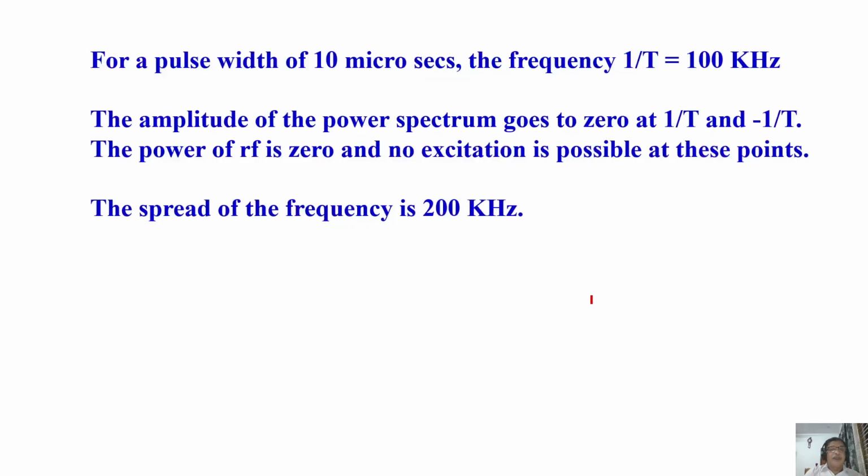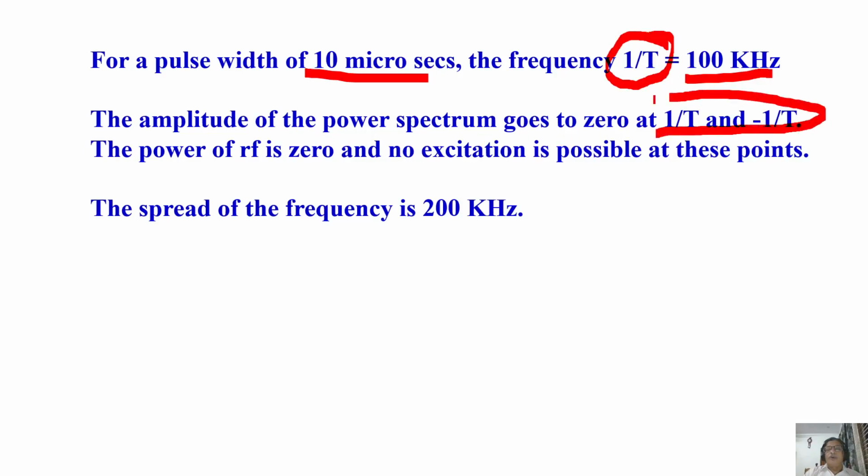Okay, now you know that. So supposing I want to have a pulse width of 10 microseconds. What is my frequency spread according to the uncertainty principle? It is 1 over t, 100 kilohertz. So the amplitude of the power spectrum goes from 1 over t to minus 1 over t.